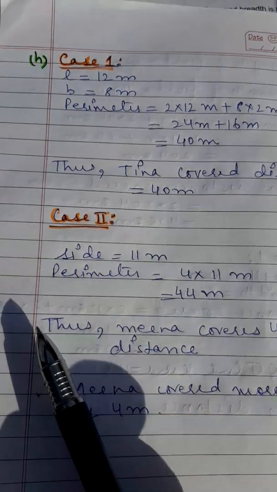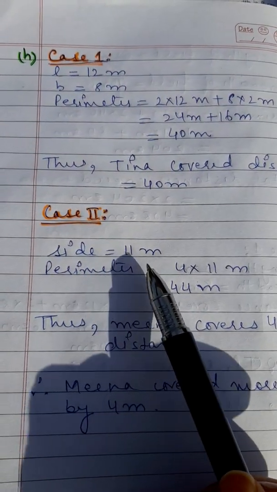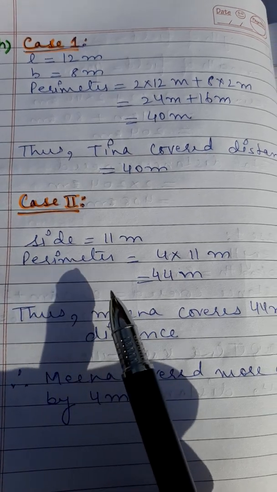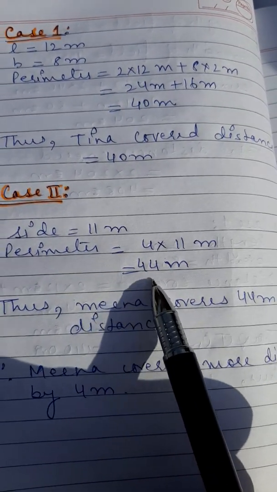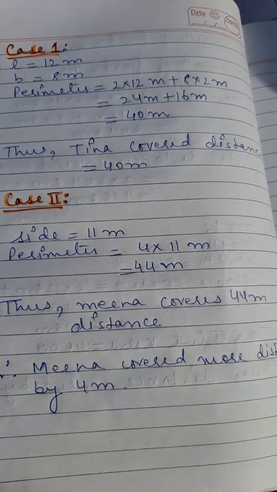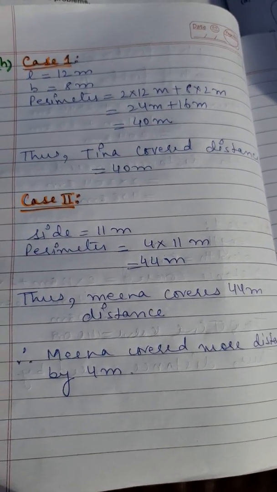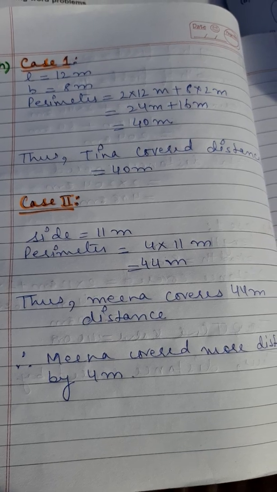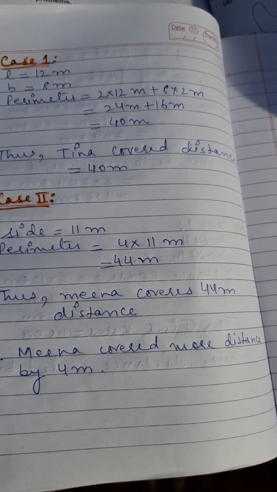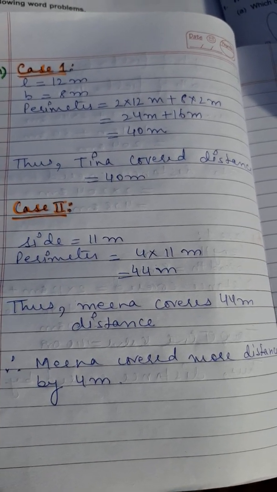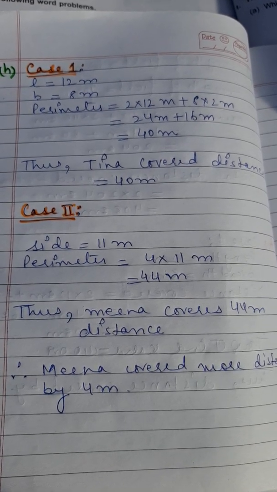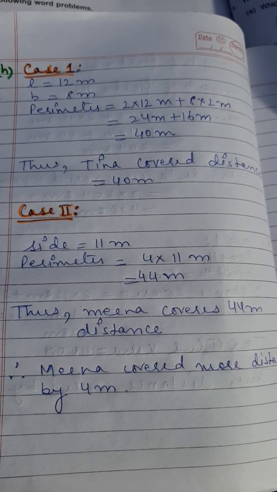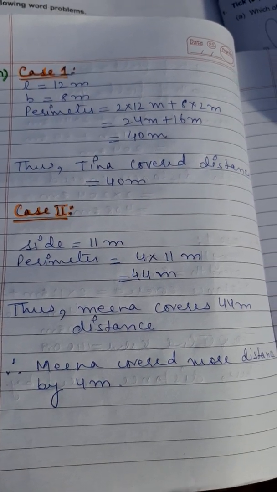Case 2: side is 11 meter and perimeter is equal to 4 multiplied by 11 meter. This is equal to 44 meter. Thus Meena covers 44 meter distance. So therefore the distance covered by Meena is 44 meter and the distance covered by Tina is 40 meter. 44 is greater than 40, so that means Meena covered more distance.